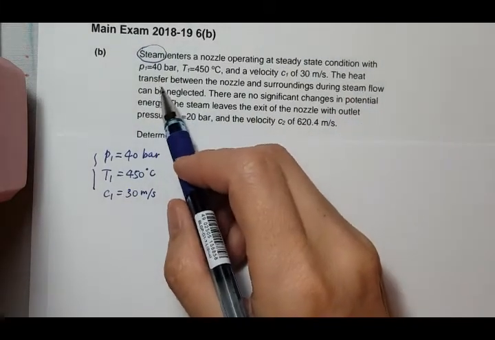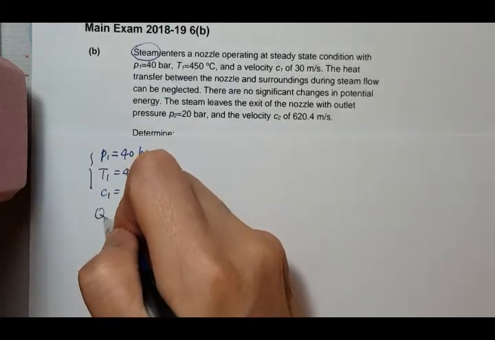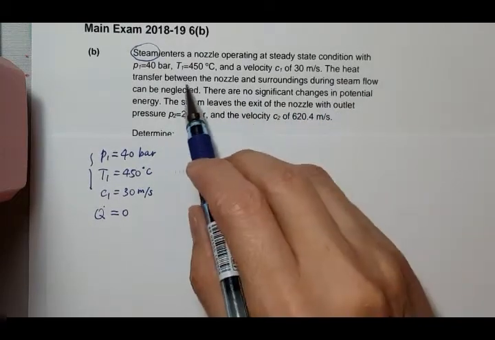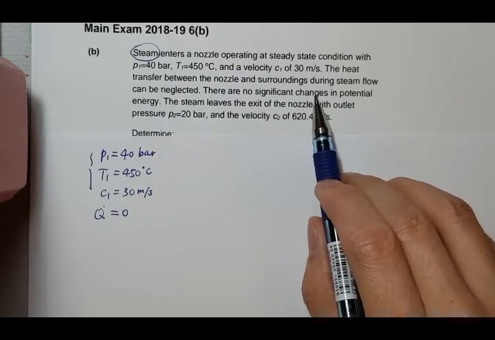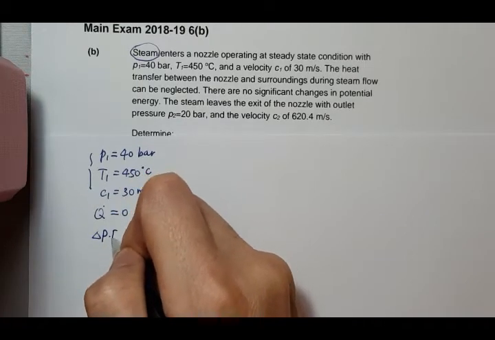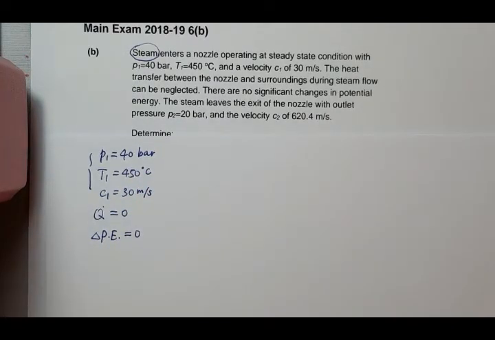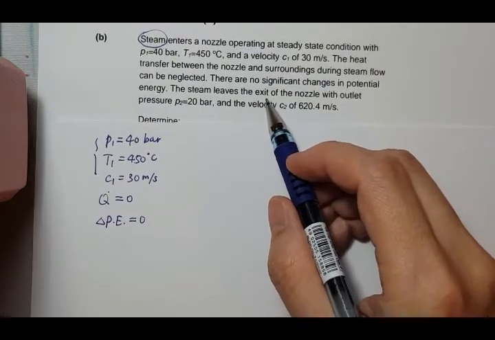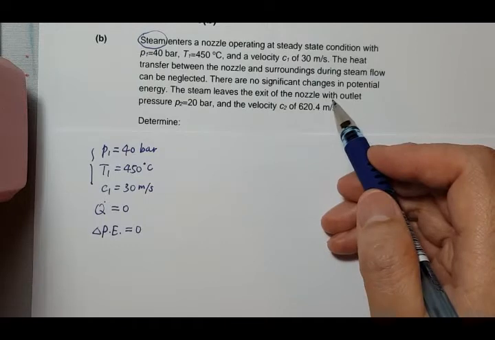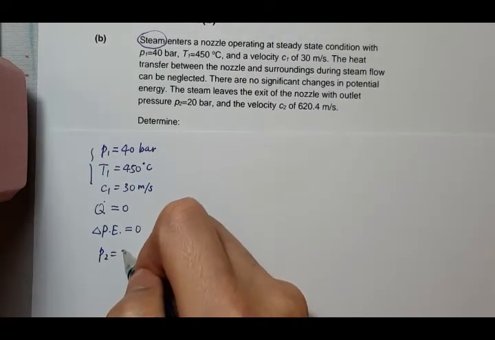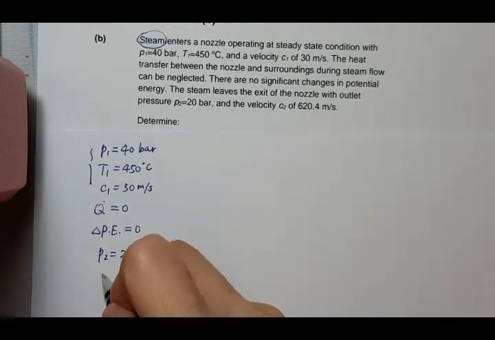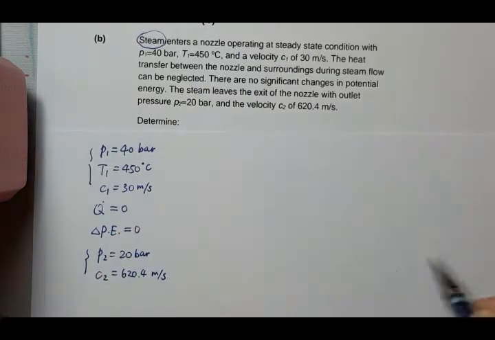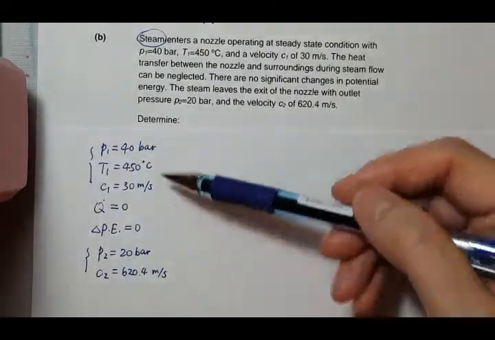The heat transfer can be neglected, so Q is 0. There's no significant change in potential energy, meaning delta P.E. is 0. And the steam leaves the exit, so we're now listing all the variables at the outlet, with a subscript of 2: outlet pressure P2 is 20 bar, C2 is 220.4 meters per second. So these two are at outlet. We're going to make a list of this information for the following calculations.